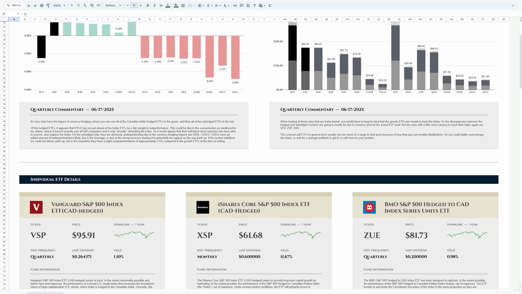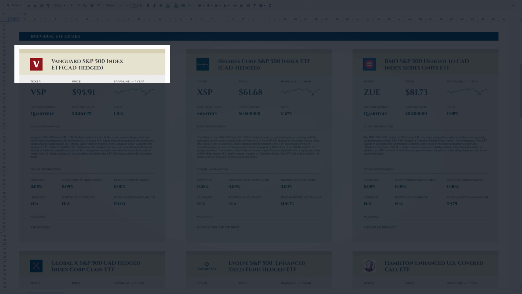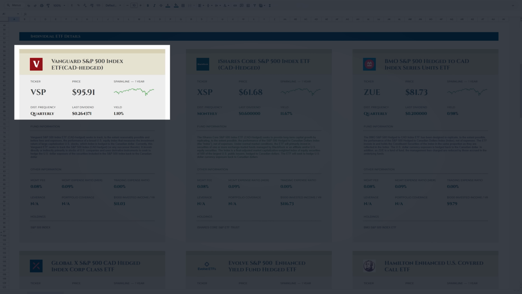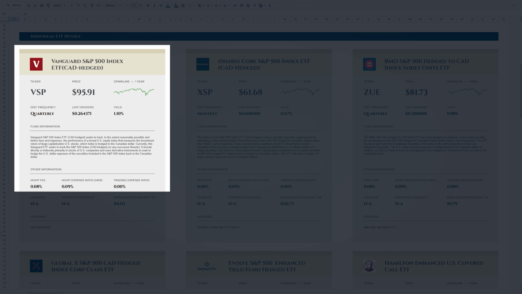Then in the section below, I've added individual cards for each ETF in the spreadsheet, where you can have all the basic information and understand what the actual differences between the ETFs are. You can find the ETF name, ticker, current price, a 1-year sparkline, and then all the current dividend information. Then there's a small description of the ETF from the fund's website, other information such as fees, leverage, and covered call details. I've also added another metric for fun, where it shows you how much a $1,000 investment would earn you per year. You shouldn't be investing in a product solely based on this, but it's to give you an idea of what you can expect if everything stays the same.